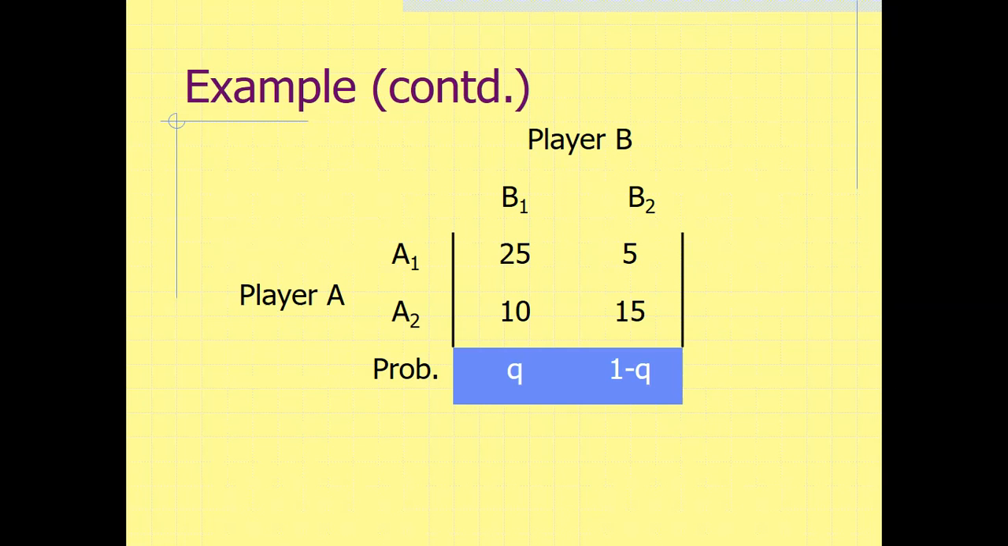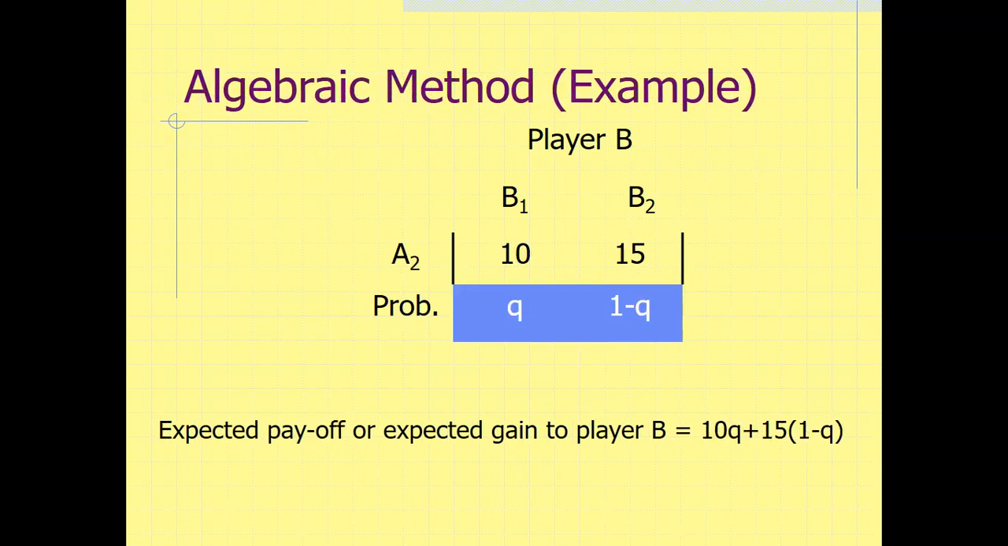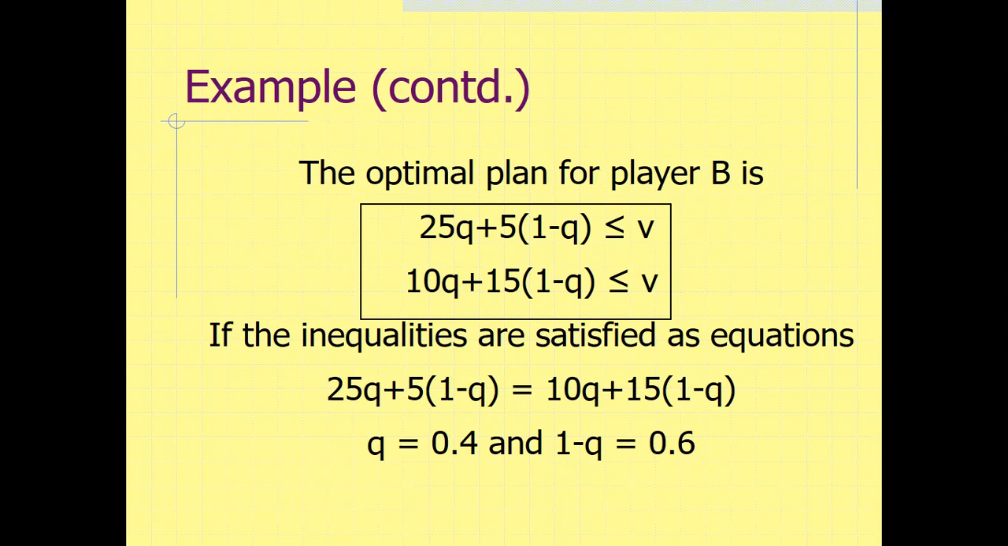Similarly, if player B selects strategies B1 and B2 with probabilities Q and 1 minus Q respectively, then the expected loss to player B when player A adopts strategy A1 throughout the game would be 25Q plus 5 times (1 minus Q), and when player A adopts strategy A2 throughout the game it would be 10Q plus 15 times (1 minus Q). Therefore, player B should select Q and 1 minus Q for whatever strategy player A adopts, such that these two conditions are satisfied.